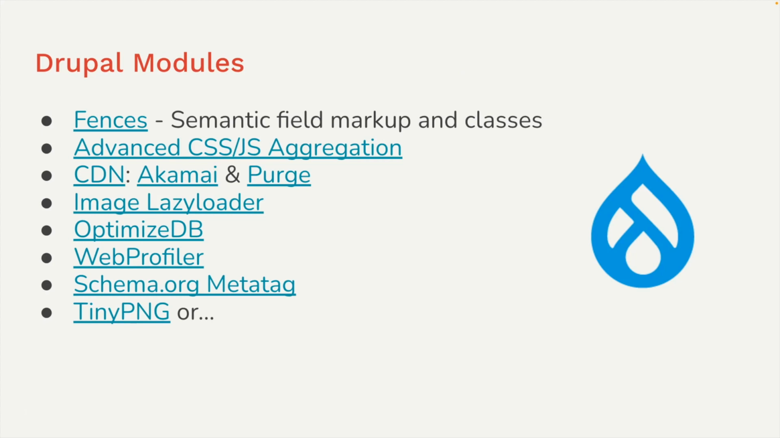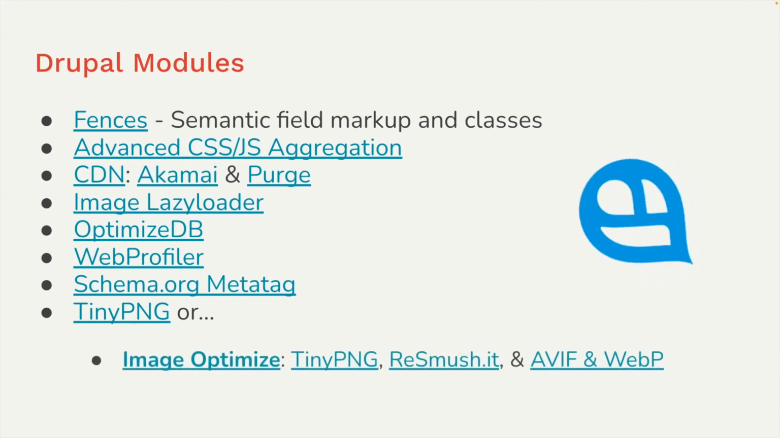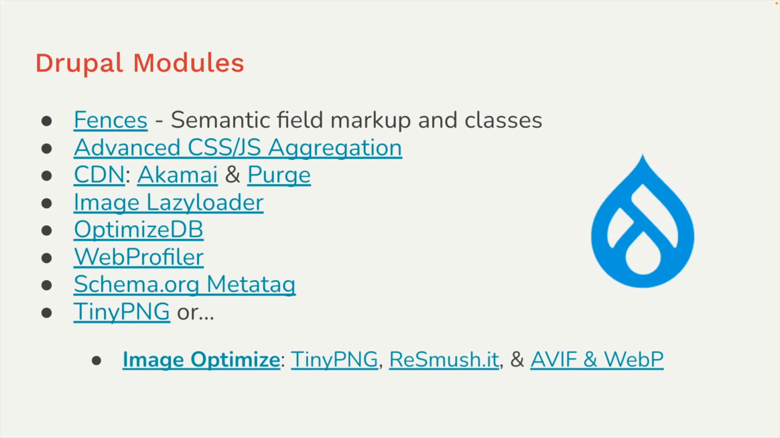Finally, looking at images, TinyPNG is a great standalone website that you can use to squish and compress your images, but there's a module built right into Drupal that will help make that easier for your authors to manage. There's also a whole series of tools under the Image Optimize module that allows you to use either TinyPNG or reSmush.it, or even to change the image format on the fly, so that you're using something like AVIF or WebP, even if a user uploads a PNG or a JPEG. So these are some modules that can help make it easier to adopt a climate-forward thinking perspective for image optimization.